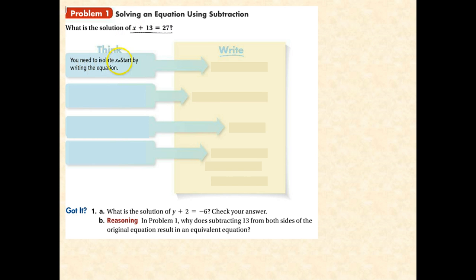We need to isolate x. We can start out by writing the equation. X plus 13 equals 27. I can undo addition. So now you should always be looking, all right, I want to get this variable by itself. What's happening around my variable? I have a plus 13. So what's the inverse operation of addition? Well, it's subtraction. So I would subtract 13 from both sides of the equation.